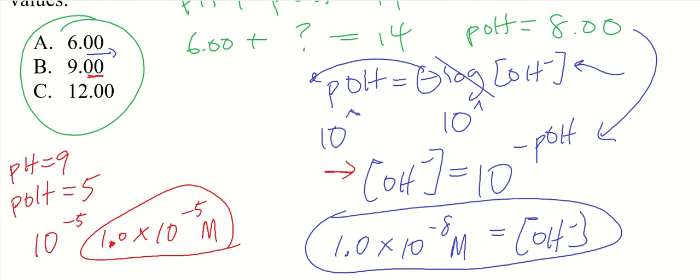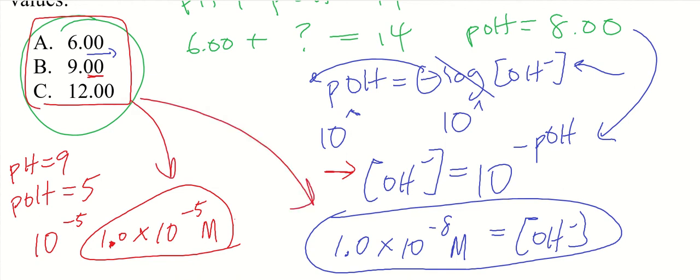There it is. These all make sense. This is a larger number than that. We should have a more basic solution, which we do. 9 is more basic than 6. These are your pH values, and we're solving for the OH value, so it's kind of flipped.